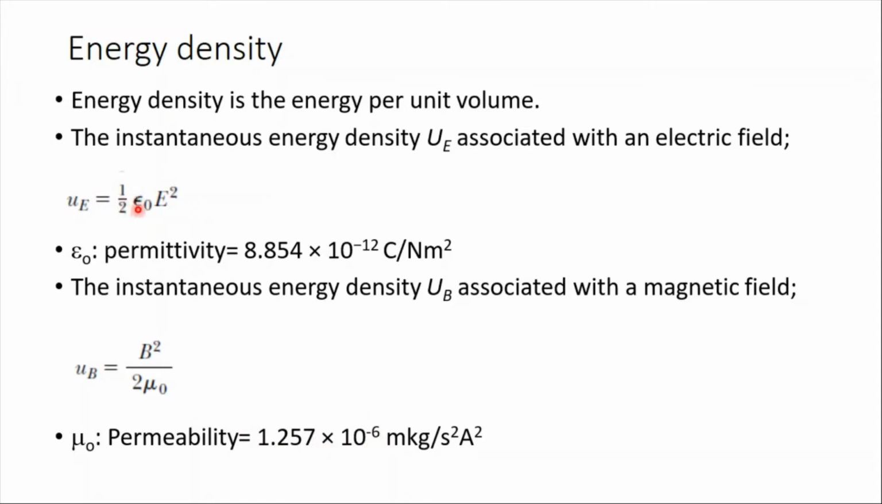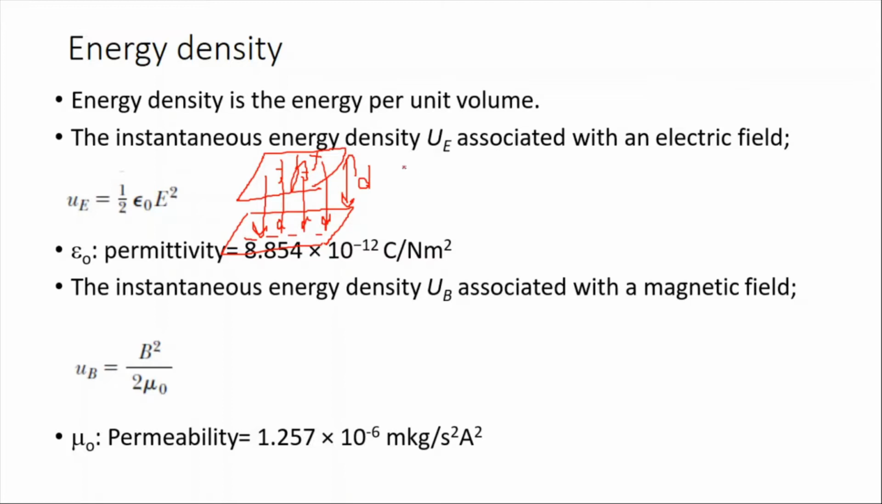Where is this energy density coming from? Let's calculate, for example, the energy density associated with the electric field by looking at the energy stored in a capacitor. Now we know that if we have a parallel plate capacitor, something like this, it will have an area, and there's going to be a distance between the plates, and the electric field lines are going to be like this, from the positive plate to the negative plate.